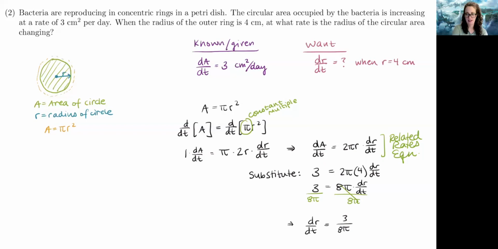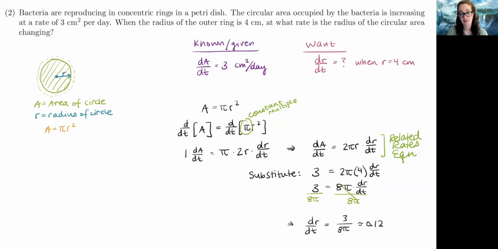I don't know, let's see what that comes out to be. If you do plug this into your calculator, make sure you have parentheses around 8 pi in the bottom. Otherwise, it will just think you're dividing by 8. And this is about 0.12.